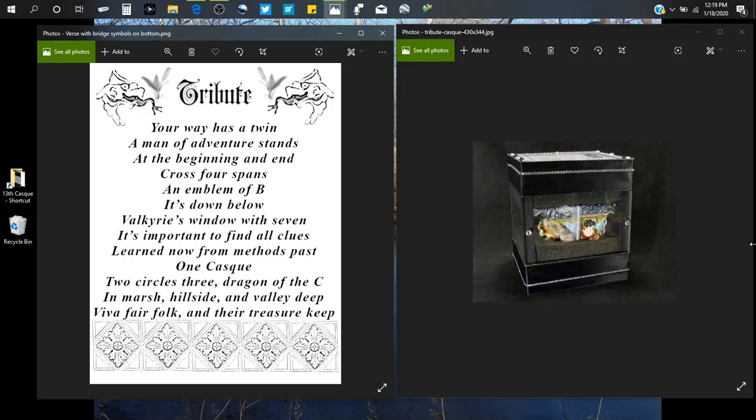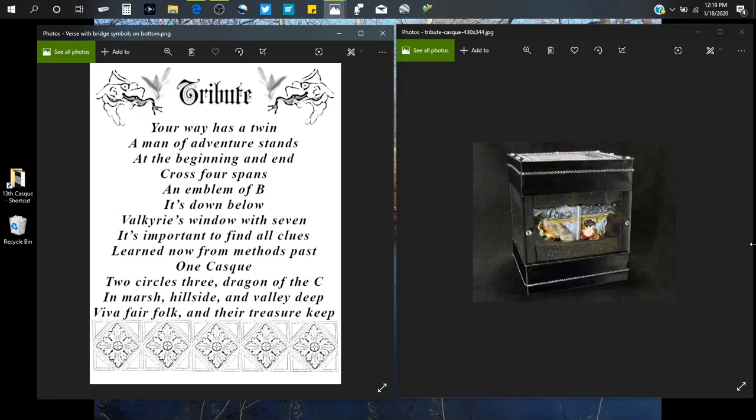Okay? So, if we continue, learn now from methods past, one casque, right? Two circles, three, dragon of the sea, actually has nothing to do with the treasure ground's location. The dragon of the sea actually is the Christensen fountain in the park, which is like a Viking warship with a dragon head on it, and it actually has two sets of circles of three that are in the painting. They hang off the ropes. So that was just tossed in there to mislead people if they were following along.